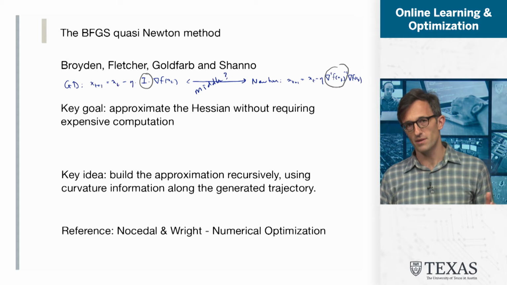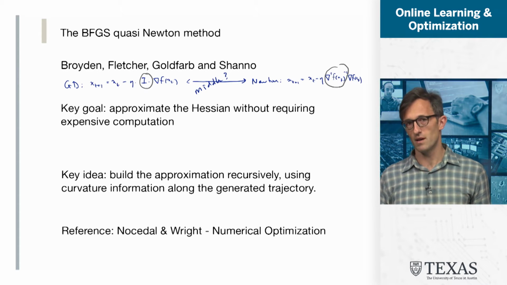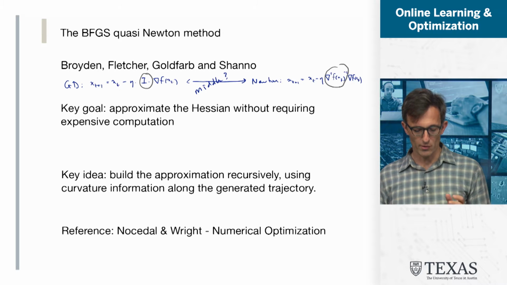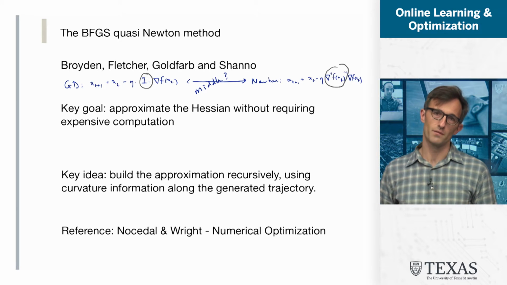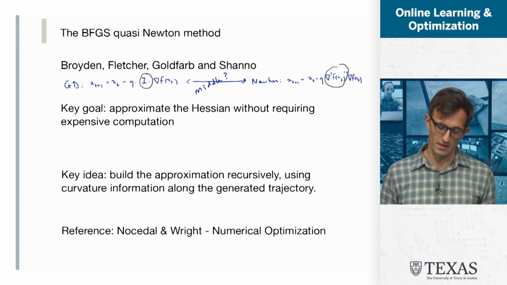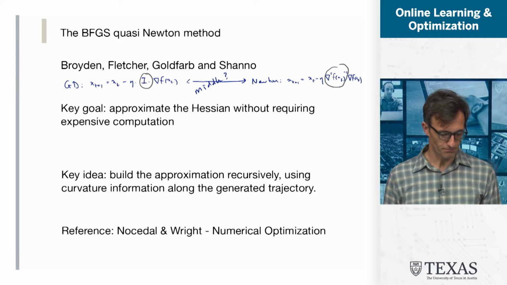There are many methods here, and even for BFGS, there's a number of details that we're not going to have time to delve into. So I wanted to mention that an excellent reference for all of this is the book called Numerical Optimization by Nocedal and Wright.